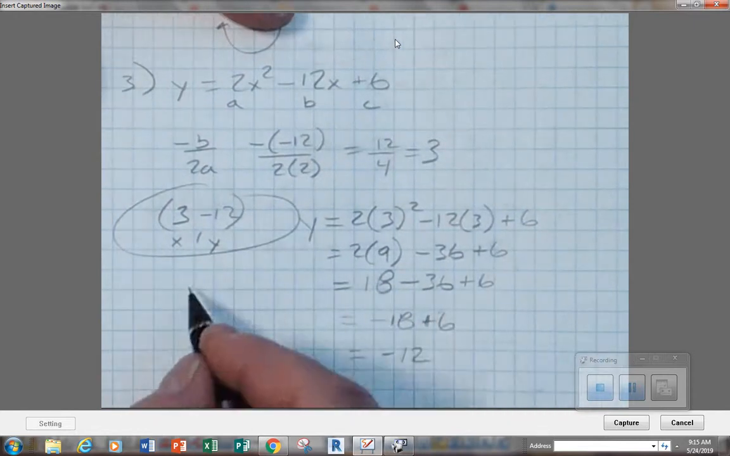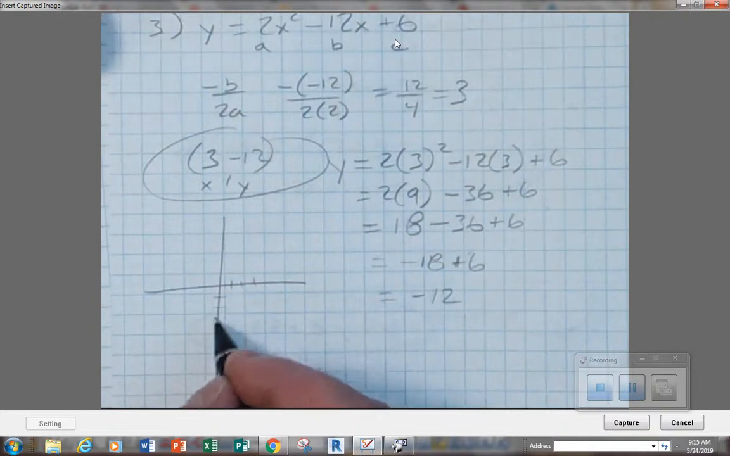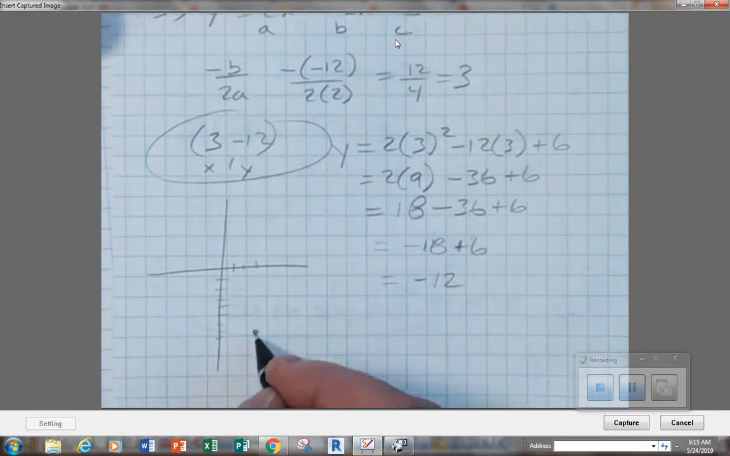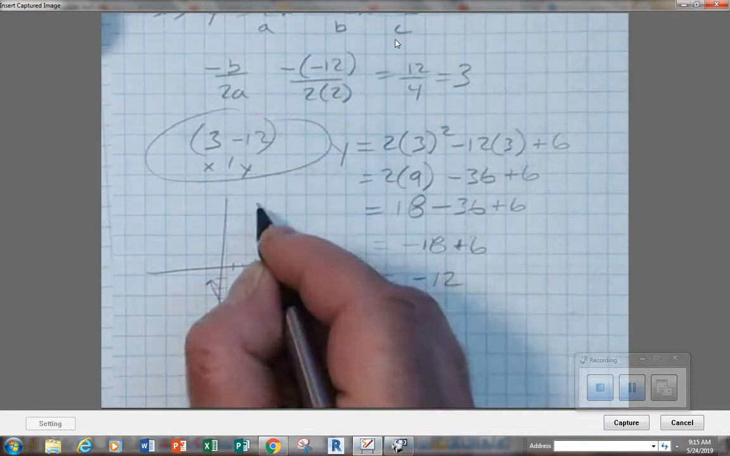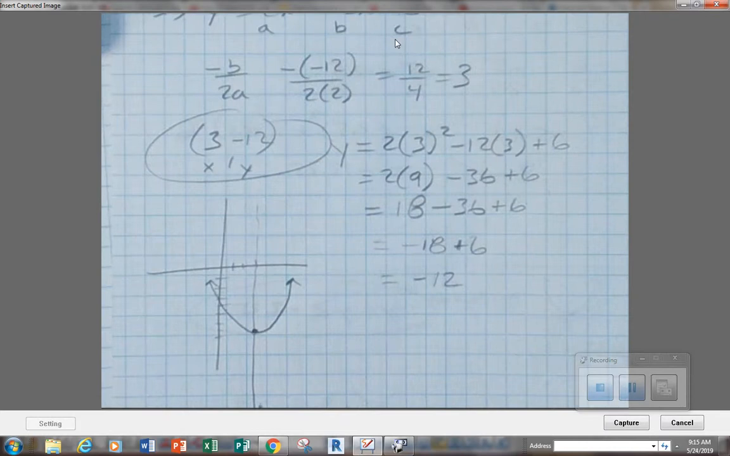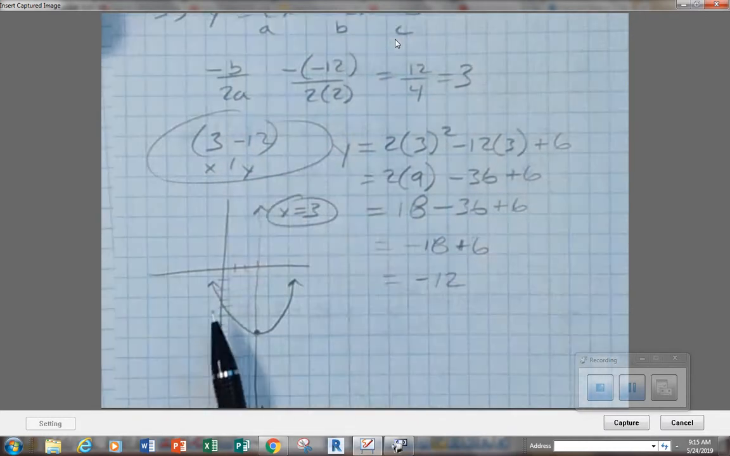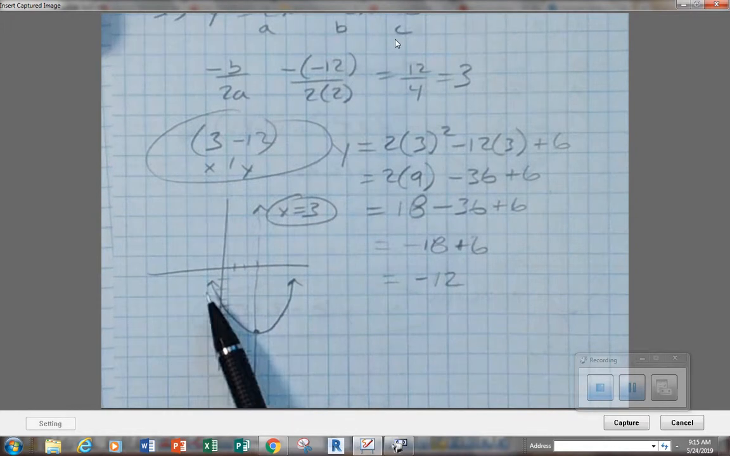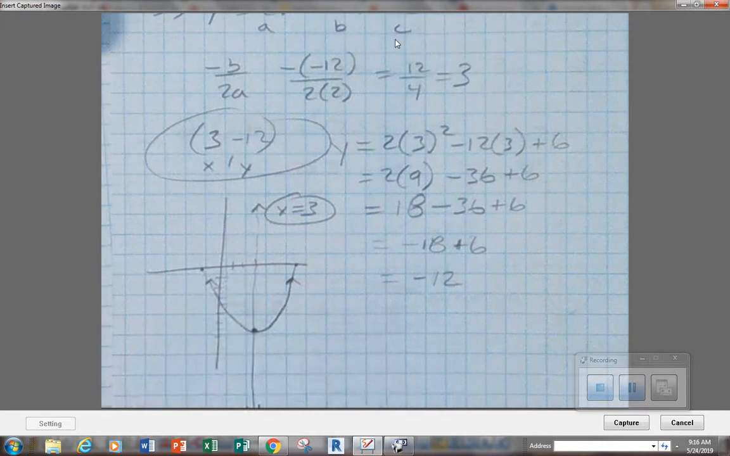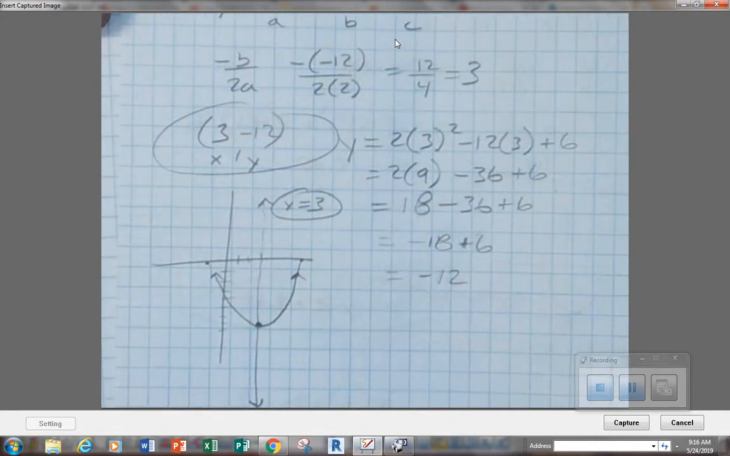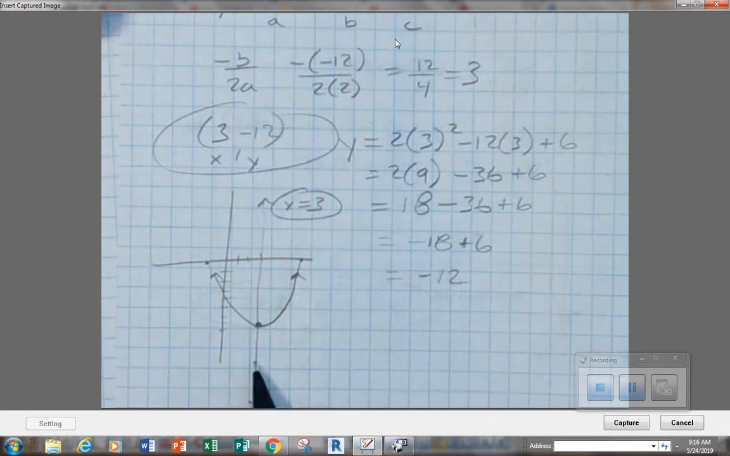So the way this graph looks, over 3, down 12 from my vertex. It's going to open up. This line cutting through that x coordinate is the line of symmetry that cuts this graph in half. If I factored it and solved it, I could find my roots where it's touching the x-axis, remember? But again, this one has a minimum vertex coordinate of 3, -12, a line of symmetry of x equals 3.